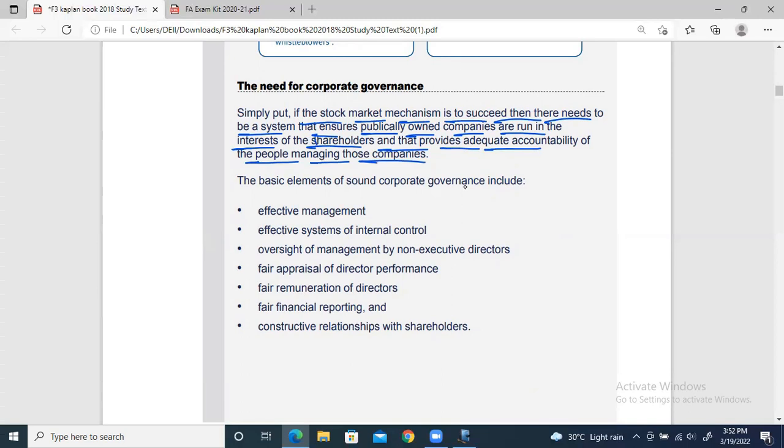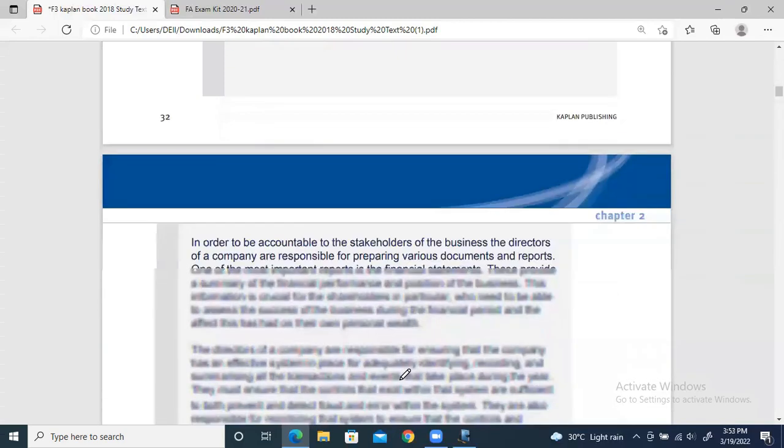So these are all the elements that are involved in corporate governance: effective management, effective systems of internal control, oversight, fair appraisal, fair remuneration, fair financial reporting. Everything is fair over here, right? Everything should be good and fair. Nothing should be on the bad side over here.